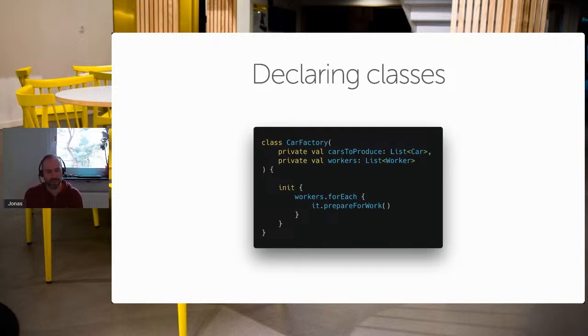And in Kotlin, we also have something called the init block, which is called when this object is created. So if I want to do something directly when the class is created, then I just do it in the init block. Here, for example, I do prepare work. You can also see that here I have this nice, it's actually an extension method, the forEach, on the workers list, which then basically iterates through each worker and does some operation on it. And then it's called it. So the it there, dot prepare for work, is each object in this list that you do something on.